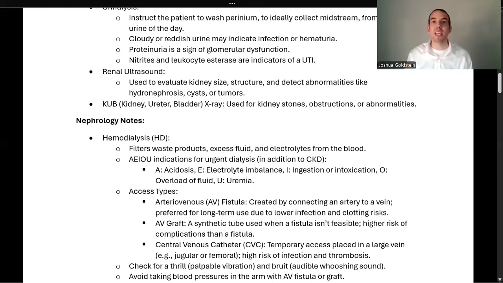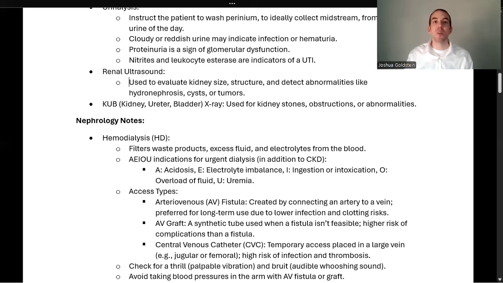Next, a few characteristics of a urinalysis. Cloudy or reddish urine may indicate infection or hematuria. Proteinuria is a sign of glomerular dysfunction. We'll talk a ton about that. Proteinuria is not a normal finding. You shouldn't see that, and it's almost always the sign of a problem. And nitrites and leukocyte esterase are indicators of a UTI. Again, these are all different findings that you could find on a UA, which is a super common, super cheap, easy test that we do all the time.